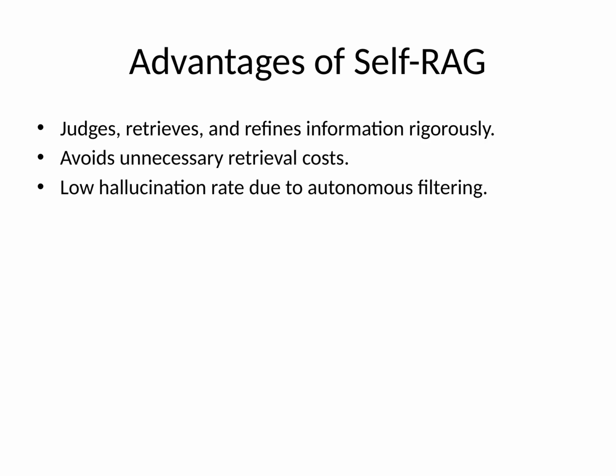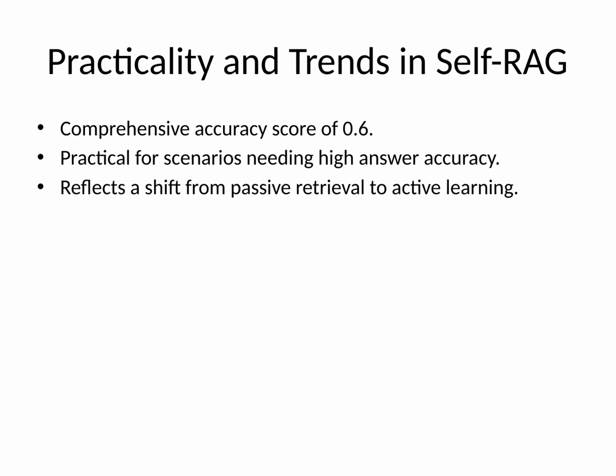The self-RAG method is highly rigorous, as it judges, retrieves, and refines information. This approach avoids unnecessary retrieval costs and maintains a low hallucination rate through autonomous filtering. With a comprehensive accuracy score of 0.6, self-RAG is practical for scenarios requiring high answer accuracy. It represents a shift in retrieval augmented generation from passive retrieval to active learning.